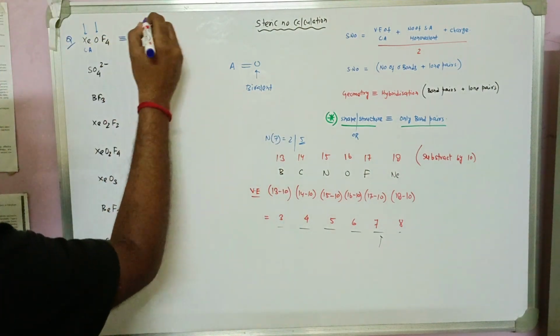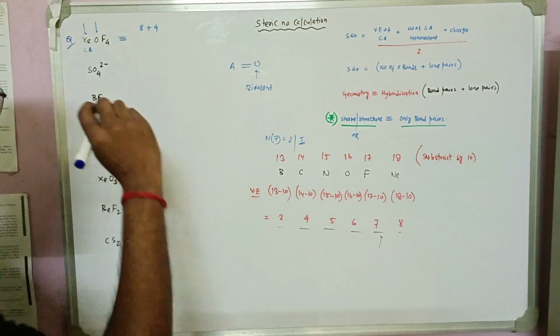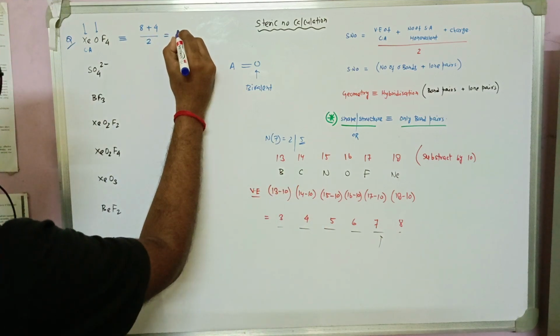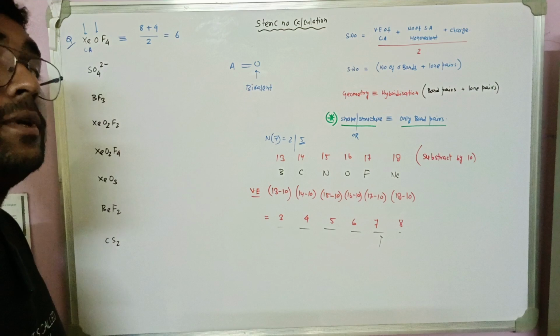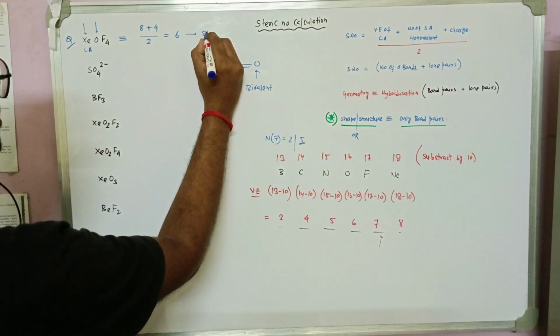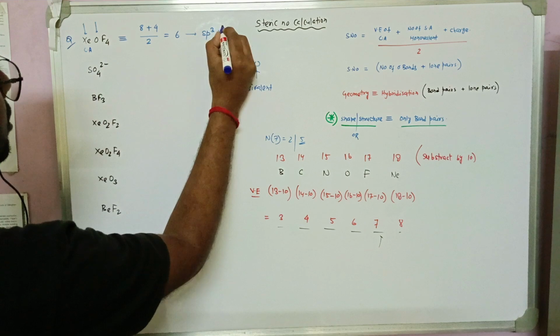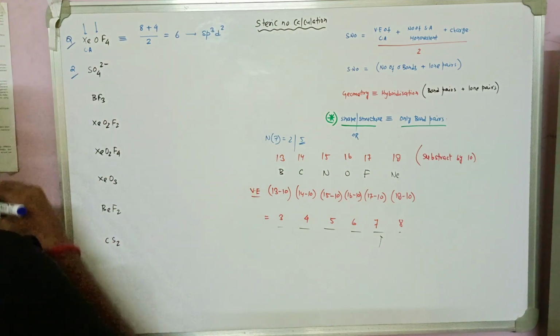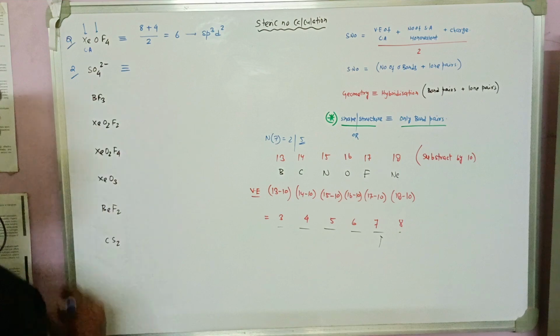So we have to add 4 fluorine, plus any kind of charge is not there. So divide by 2 and we will have our steric number to be 6, which implies our hybridization to be sp3d2. Okay. So for the next question, SO4 2 minus.